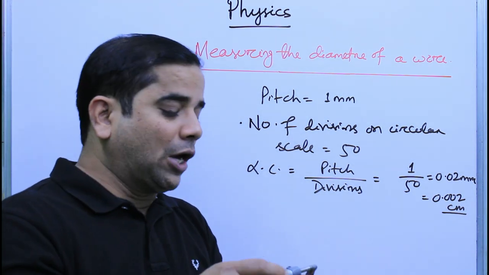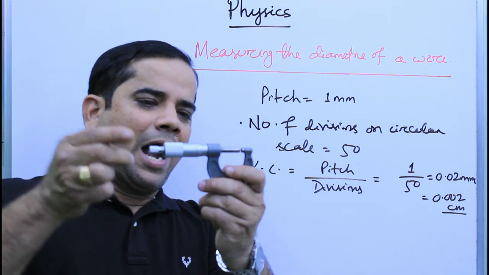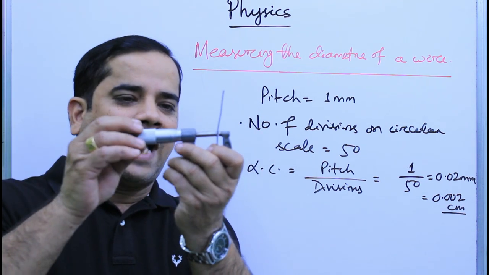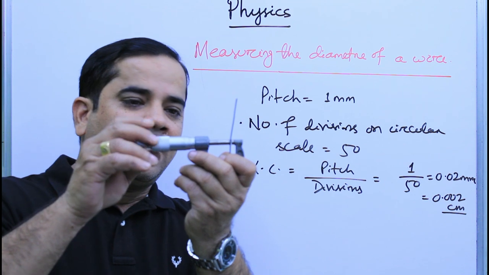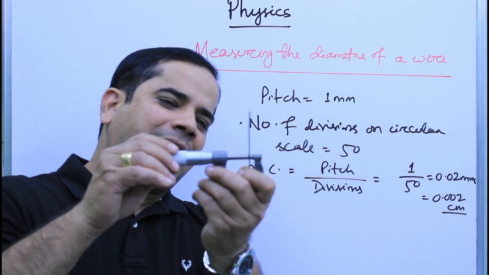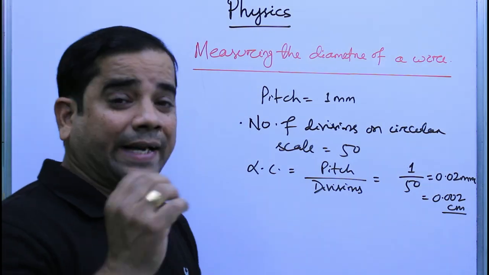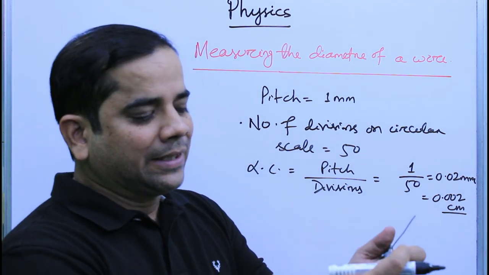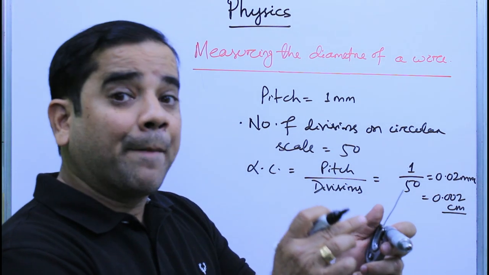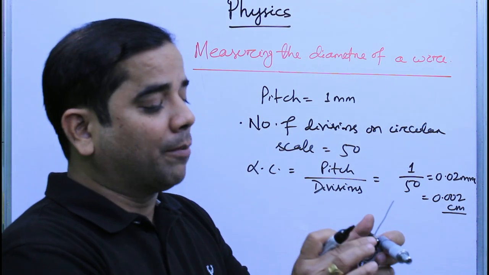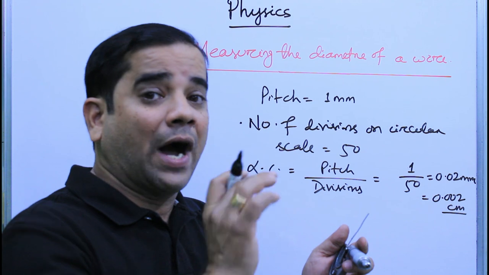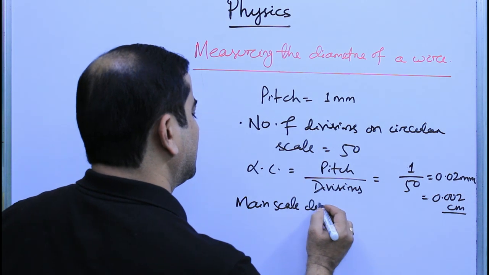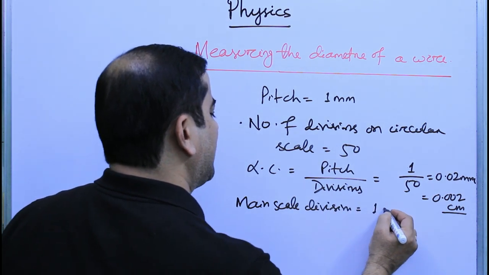So, let us now put the wire between the studs. Now I have a small gap between the studs. I need to put the wire like this and then rotate the thimble so that the wire is tightened between the studs. So, what do I need to check then? I need to check the main scale reading. I can see that the thimble is located after the 1 millimeter division marking of the main scale. That means it lies between 1 and 2. So, I need to take the main scale division as 1 millimeter.